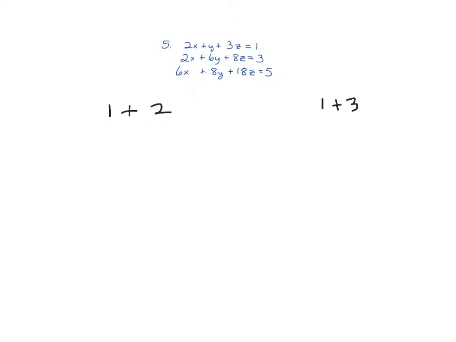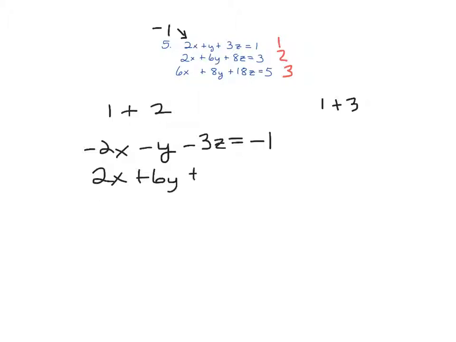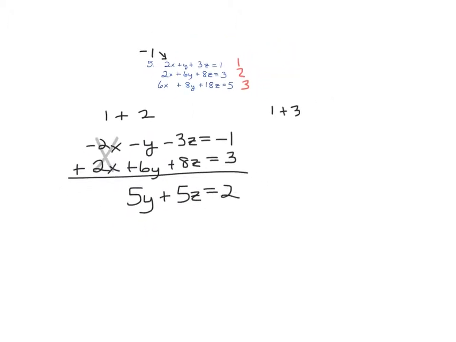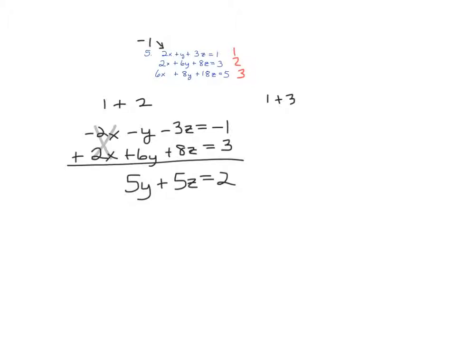So when I do that, if I times this one by -1 initially, I get -2x minus y minus 3z equals -1. Again, I'm adding that to 2. So I could number these 1, 2, 3. So I'll write 2 below here. Plus 6y plus 8z equals 3. I'm adding my equations. The x's cancel. I'm left now with 5y plus 5z equals 2.